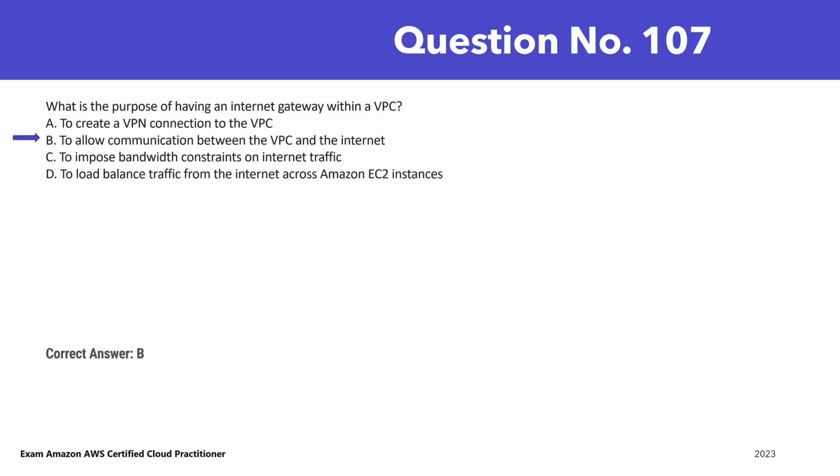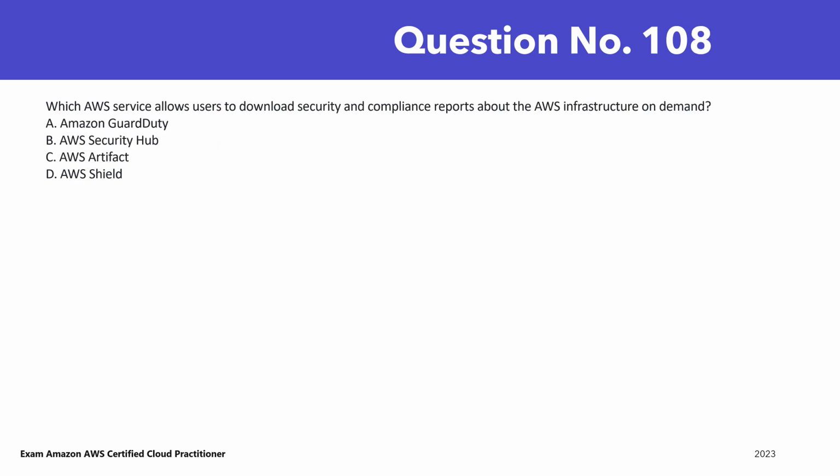Correct answer, B. Which AWS service allows users to download security and compliance reports about the AWS infrastructure on demand? A. Amazon GuardDuty. B. AWS Security Hub. C. AWS Artifact. D. AWS Shield.